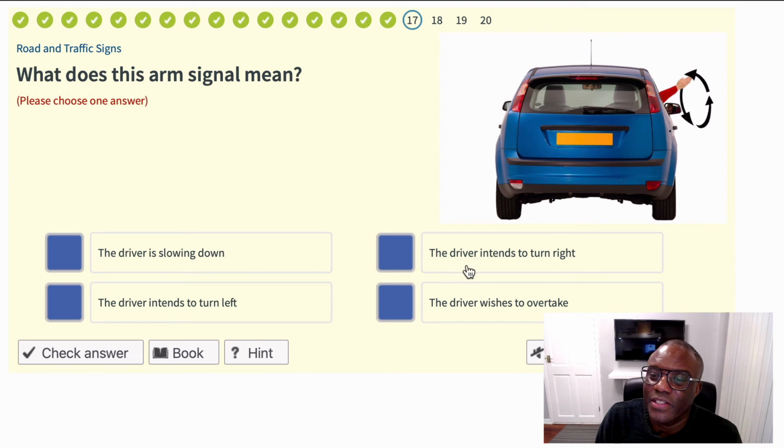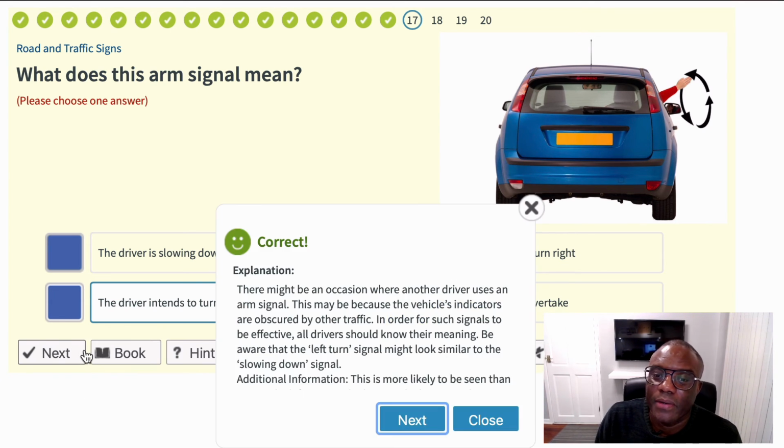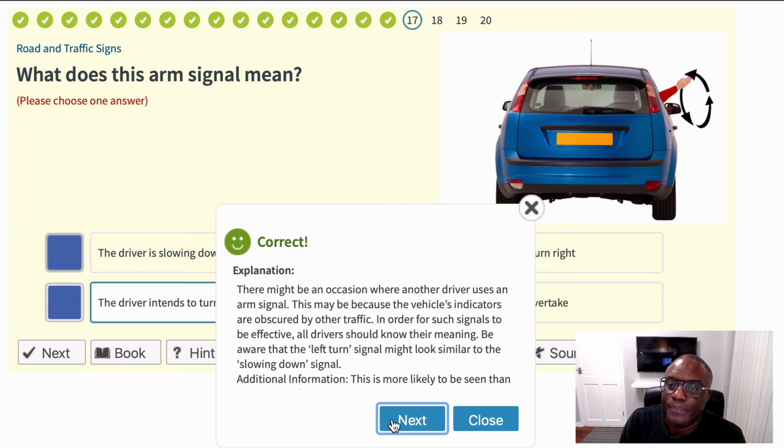The driver intends to turn right. If he was turning right, his hand would be sticking out the same window, but it would just be straight, no movement. The driver intends to turn left. As I said, that's a left turn, so we can click on that. And checking the last one, the driver wishes to overtake, and that's not the correct answer. And there you go, you have a correct answer on that one.